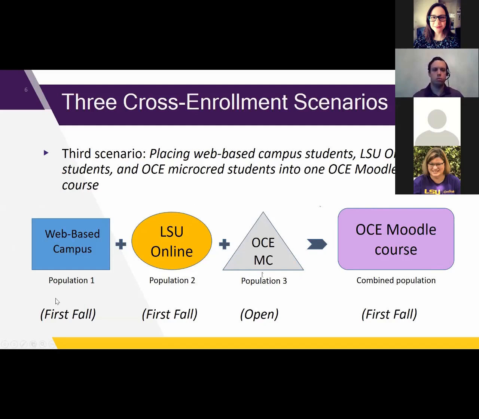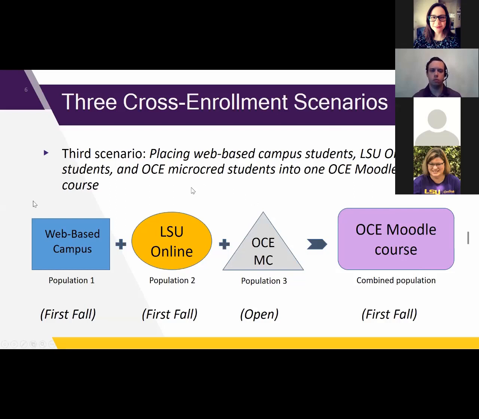So you might have, and actually construction management has done this, a web-based campus course that is the same course running at the same time as their LSU Online course, and at the same time they're running one of their micro-credential courses. So they would like to just loop all these folks into one place and teach them all in one place. So we have, and I'll show you in a few seconds, a way to route all of the students to that one Moodle course so that they can do all of their stuff there.